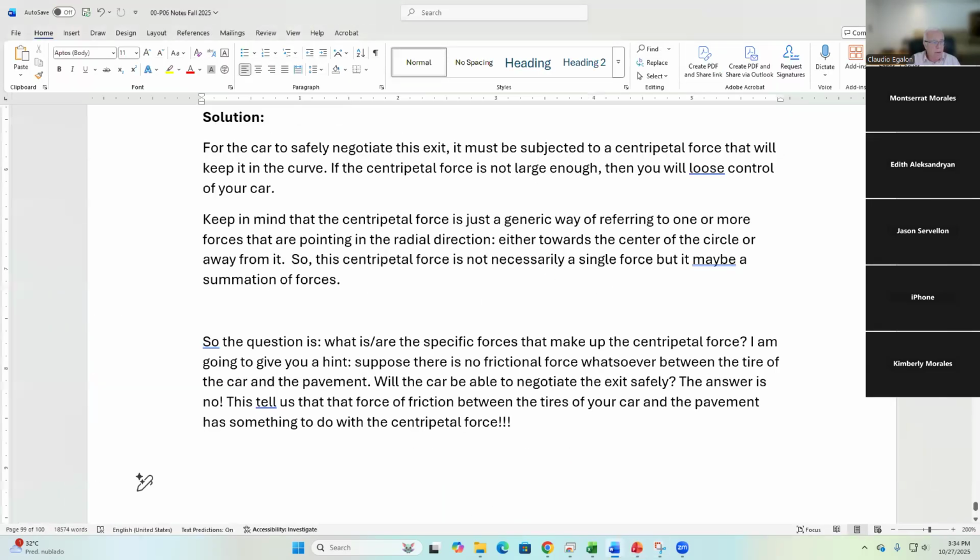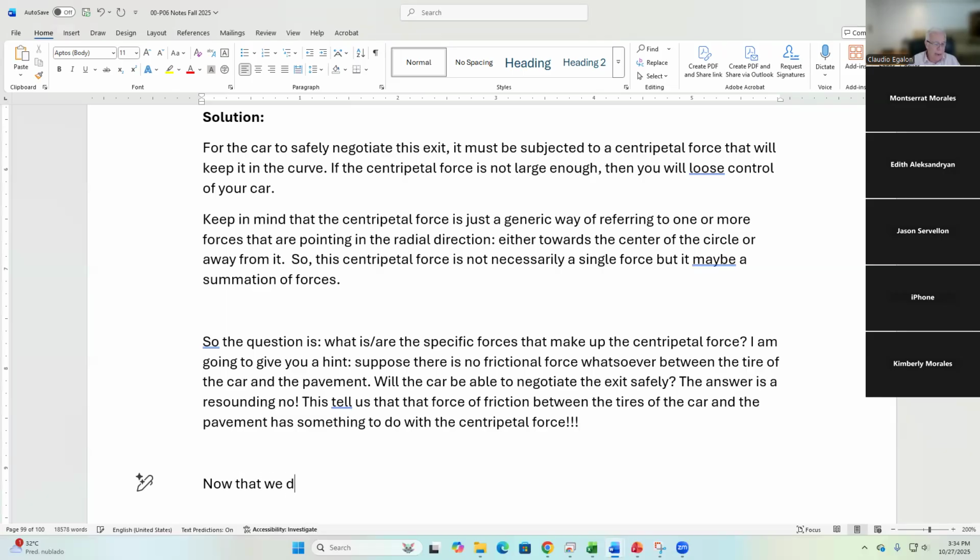So here you go. What are the specific forces that make up the centripetal force? Suppose there is no frictional force whatsoever between the tire of the car and the pavement. Will the car be able to negotiate the exit safely? The answer is a resounding no. This tells us that the force of friction between the tires of your car and the pavement has something to do with the centripetal force.